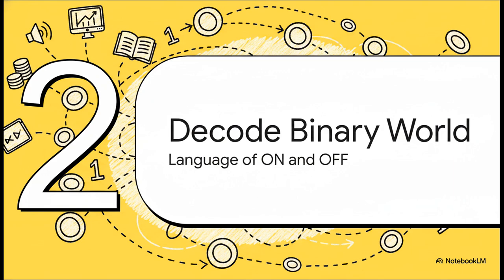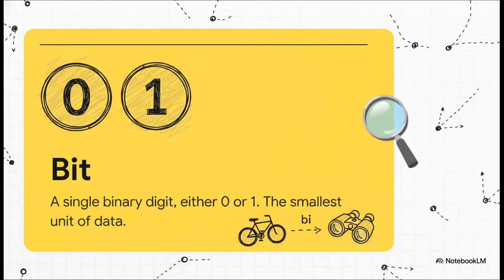Moving right along to part 2, let's look closer at this binary world. This is the exact language that allows machines to process information. Because to a computer, literally everything has to be translated into ons and offs. It all starts with the smallest possible building block, the bit. A bit is just a single binary digit, either a 0 or a 1. You know how words like bicycle mean 2 wheels? The prefix bi means 2. The word bit itself is literally a mashup of binary and digit. It's the absolute tiniest unit of data.